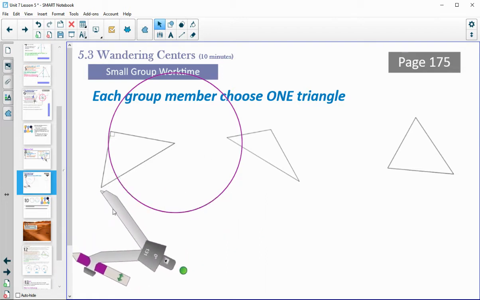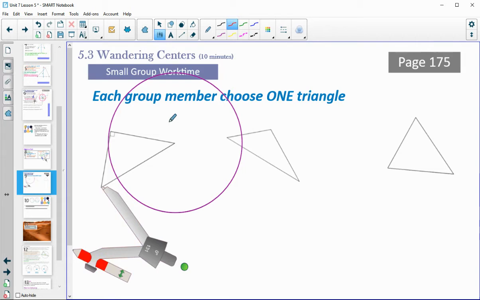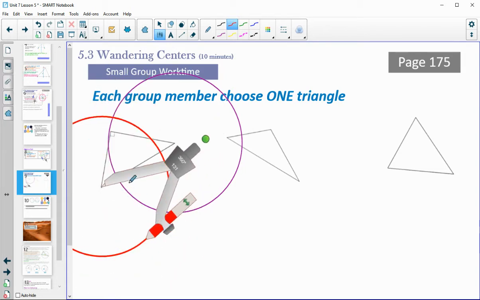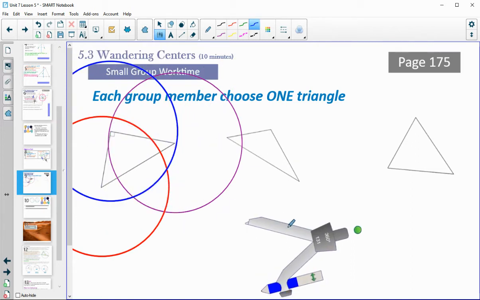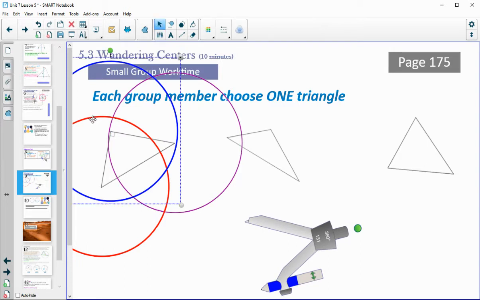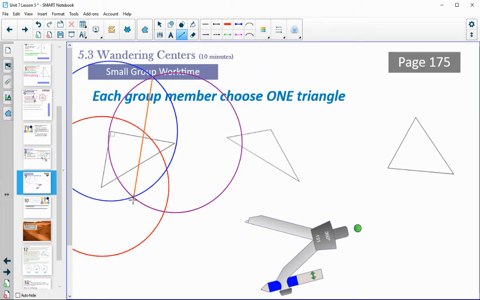I am going to change the color of the marker so that you can see the difference here, but I'm not going to change the size of the compass setting. And then I will do it at the third vertex as well. All right, so then what this does, and let me just make these a little bit skinnier here. So then I'm able to just go ahead and connect where these are intersecting. And so I've got the purple and blue connecting here. So there's one perpendicular bisector, and then I've got red and purple intersecting here. So I can connect that for another perpendicular bisector.